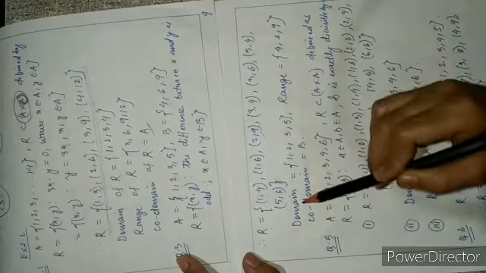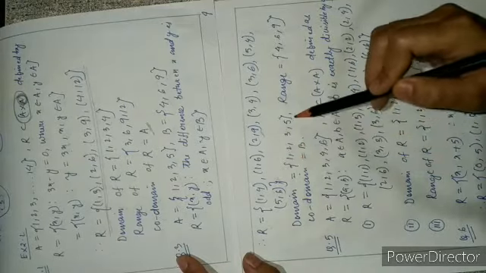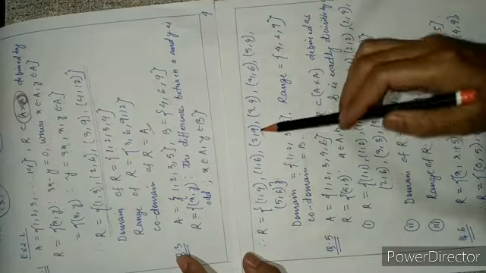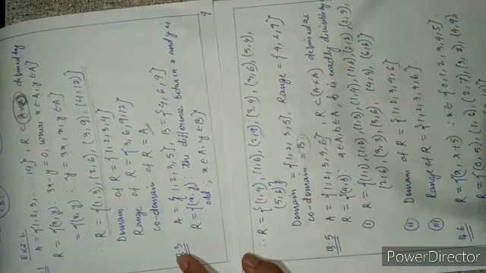Now domain and range. Domain is the set formed by the first components: 1, 2, 3, 5. Range is the set formed by the second components: 4, 6, 9. Codomain is the set B.